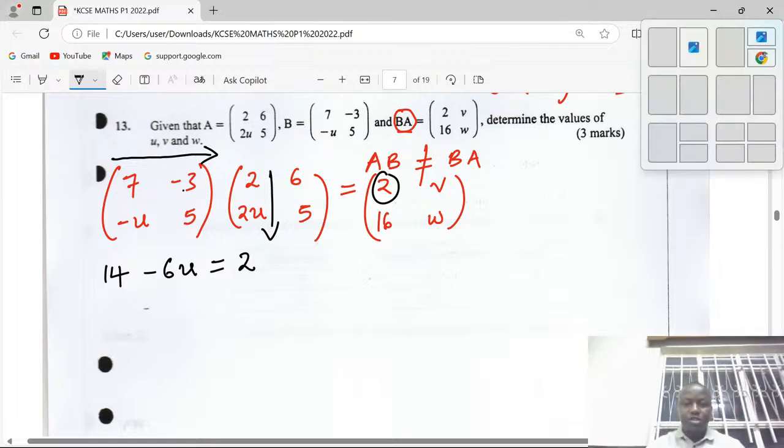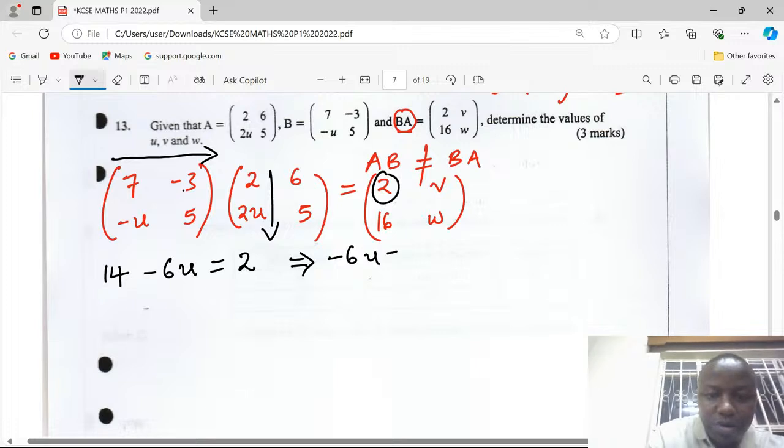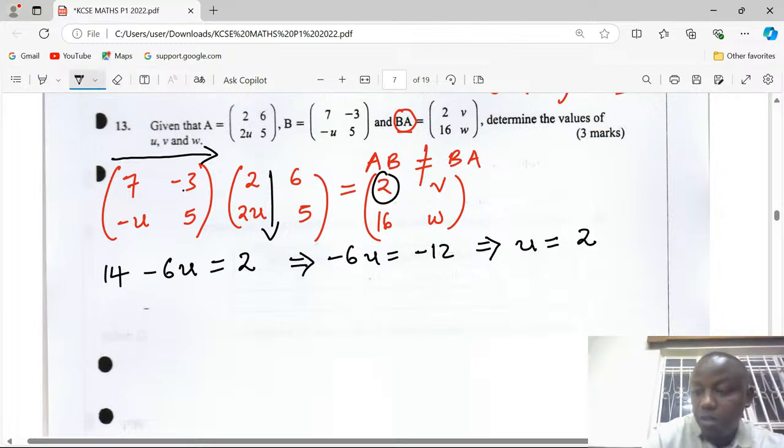That is an equation to be understood. And with this, we can even simplify further and say that negative 6u equals negative 12. And so the value of u shall be positive 2. We continue. Now that u is known, it can even be substituted. But let's continue.